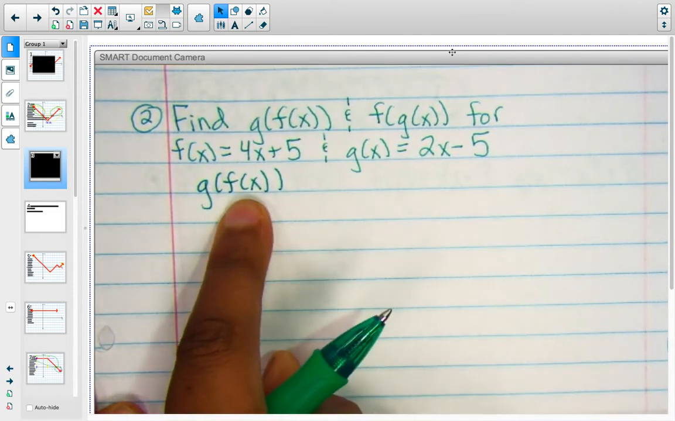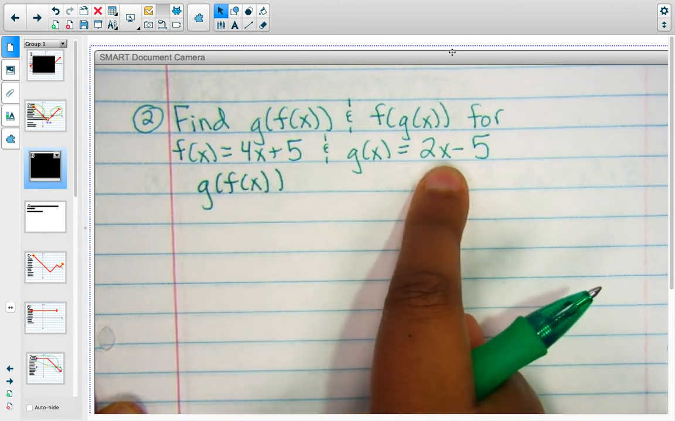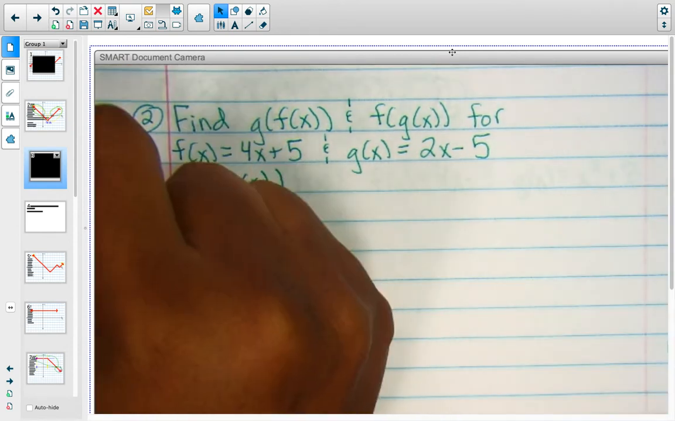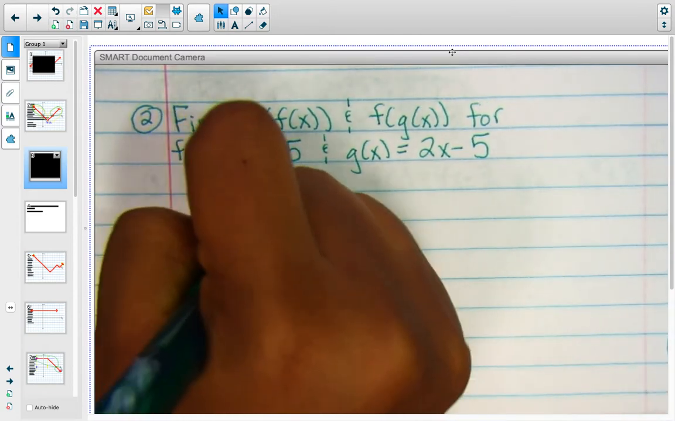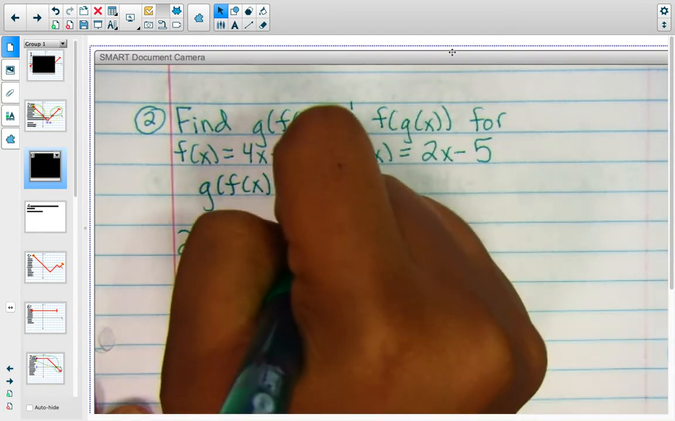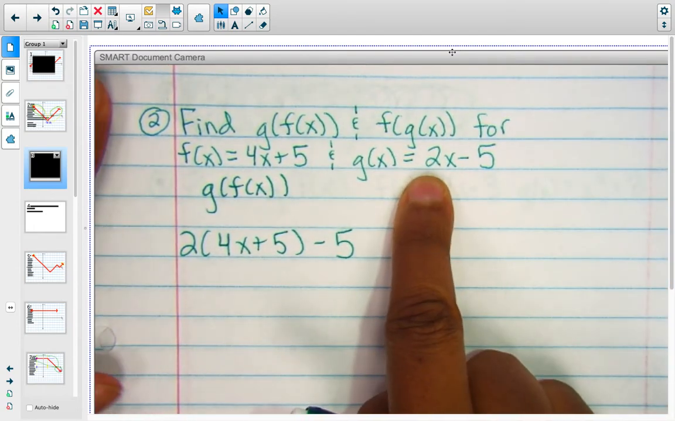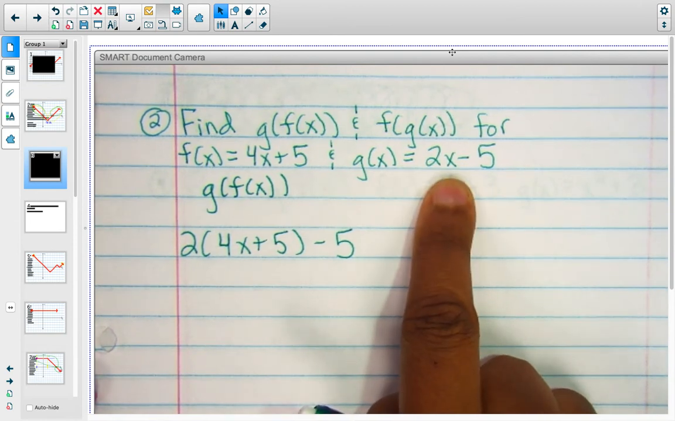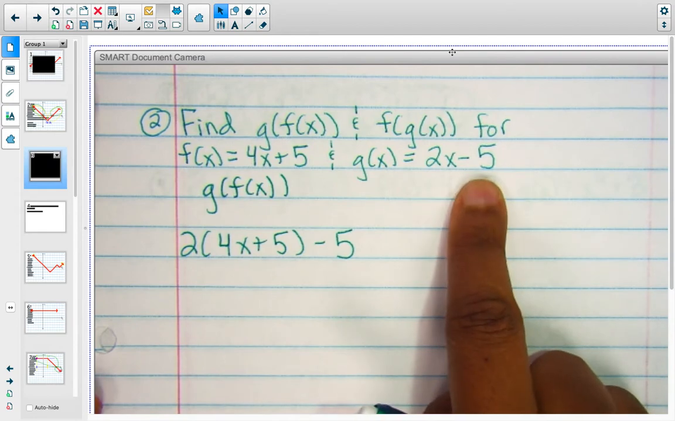So I'm going to take f, which is 4x plus 5, and I'm going to plug that in right there. So that's going to give me 2, get rid of the x and plug in f, minus 5. So I kept the 2 from the problem. I got rid of the variable and I replaced it with the new function, which was f, and I kept the minus 5.